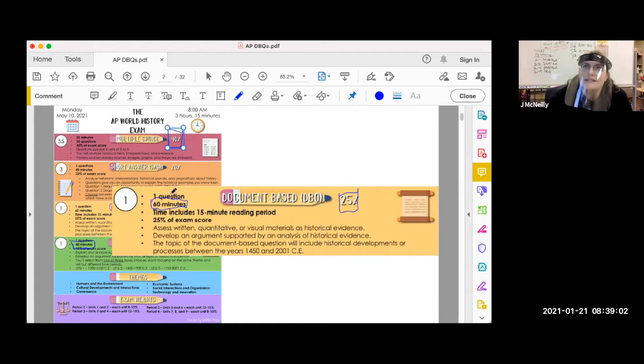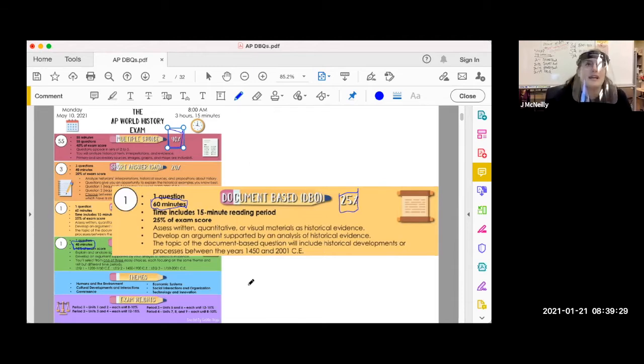15 minutes of those 60 are to be spent reading, because in addition to reading the question, the prompt, you also have to look at 7 documents. And most of those documents, about 6 out of the 7, are going to be excerpts. So excerpts from a book or a letter or primary source, secondary source, right? And then one of those documents is going to be an image stimulus.